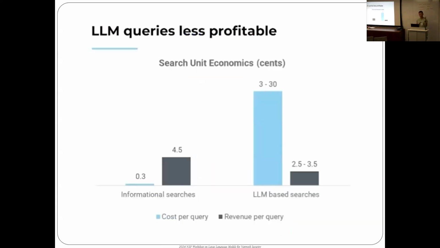And this makes LLM queries much less profitable. On the left is the Google search query and the profit that you can make. And on the right is an LLM-based search. You can see we're basically not making money on the LLM search, but costing a whole bunch more per query.